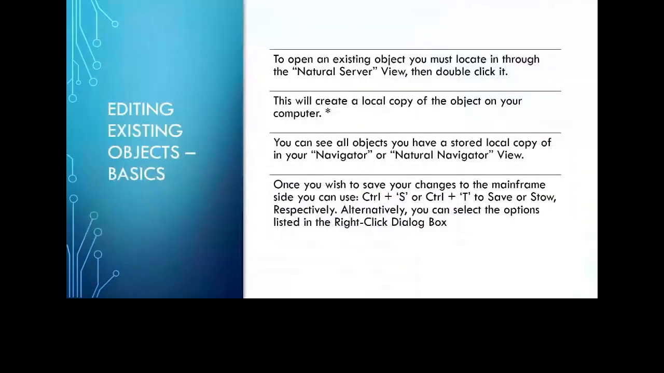So next is the main thing that your programmers will be doing, and it's editing existing objects. To open up an existing object, all you have to do is find it in your natural server view by going down the folders, library, type, and then whatever the object name is, and double click it. And this will pull a local copy to your computer. But if you save or stow it, it will automatically save or stow on the mainframe side. And you can see all the objects you have locally in either your Navigator or Natural Navigator view. Like I said, they're fairly interchangeable. I prefer the Natural Navigator one.